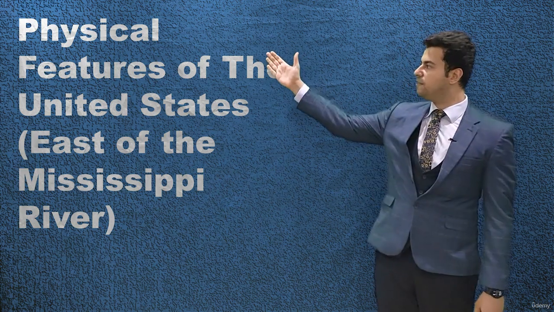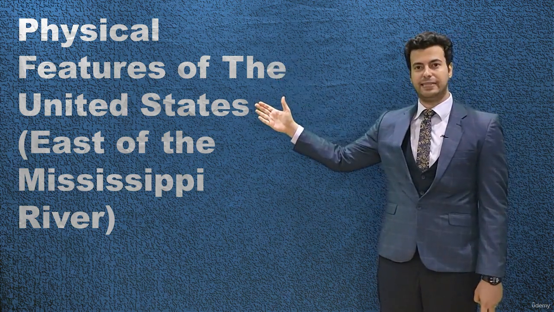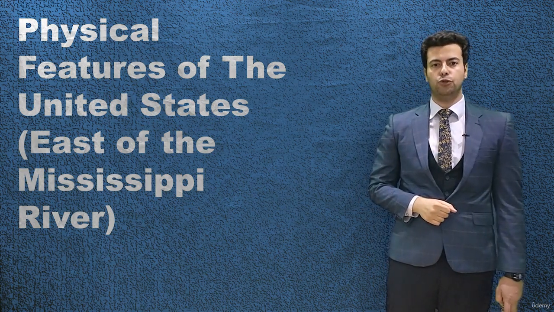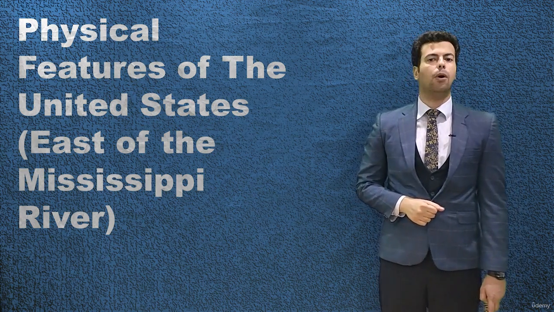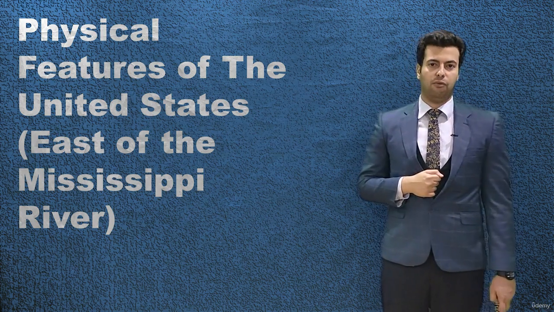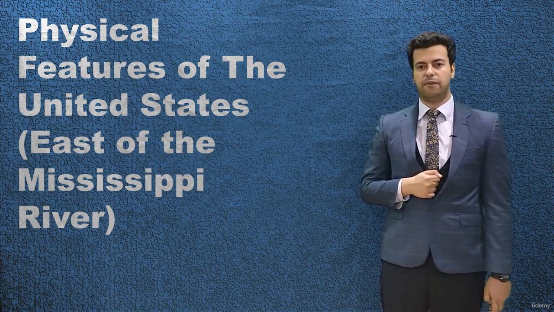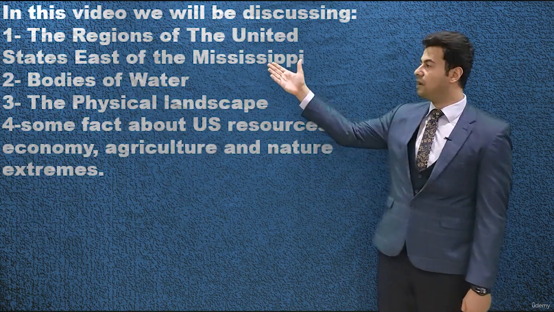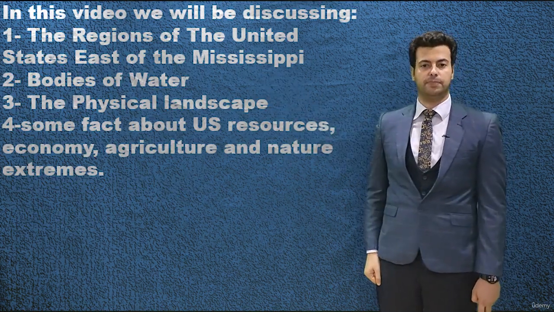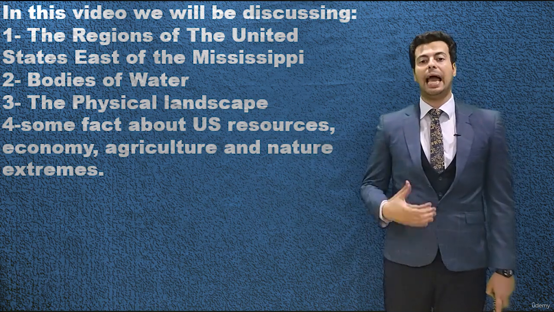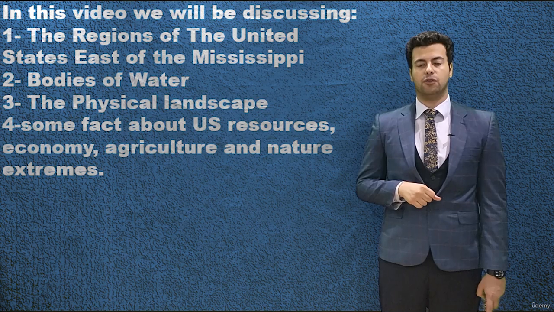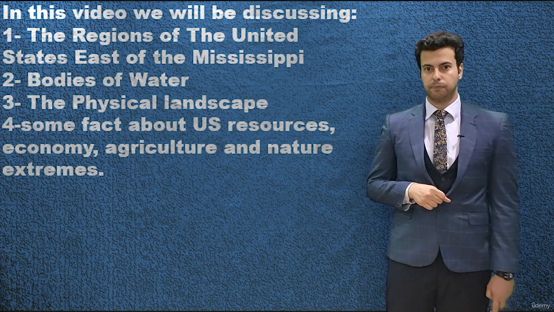Today we will be studying the physical features of the United States east of the Mississippi River. In this video we will be discussing some of the most outstanding features of the United States east of the Mississippi River, including the regions, the bodies of water, the physical landscape, and some facts about U.S. resources, economy, agriculture, and natural extremes.